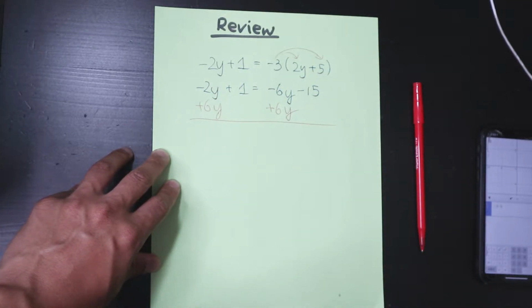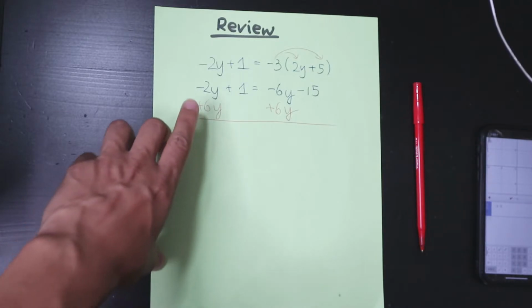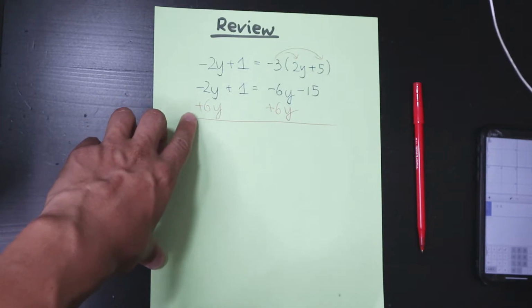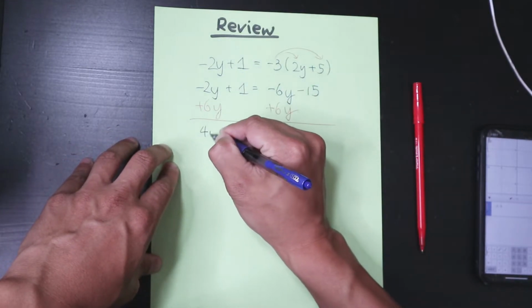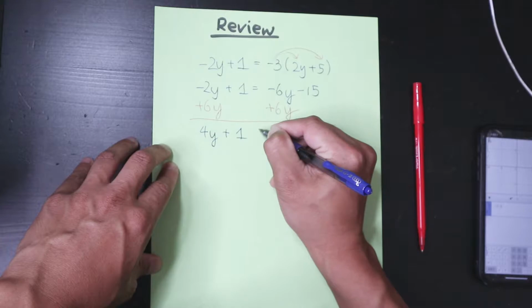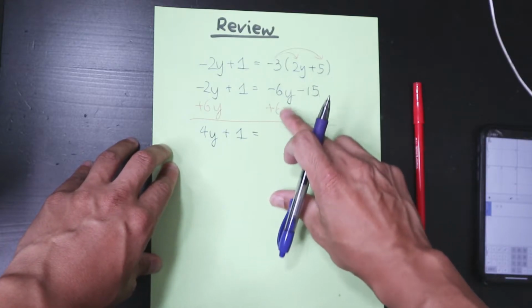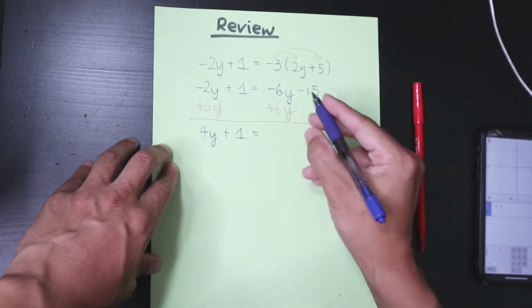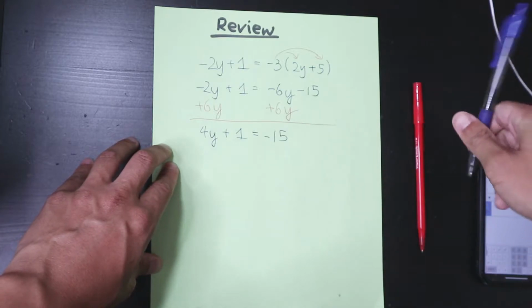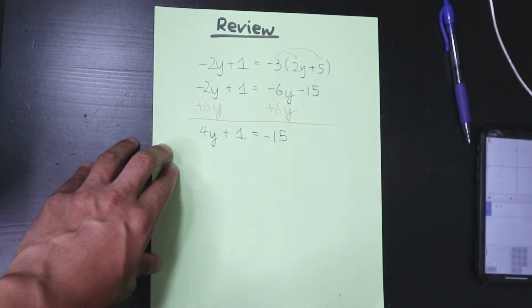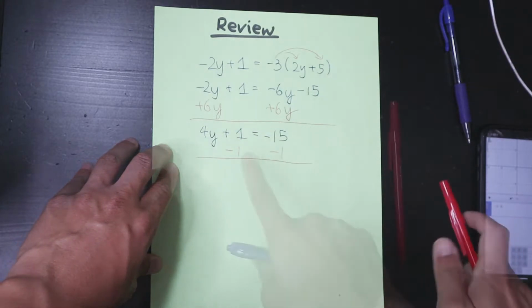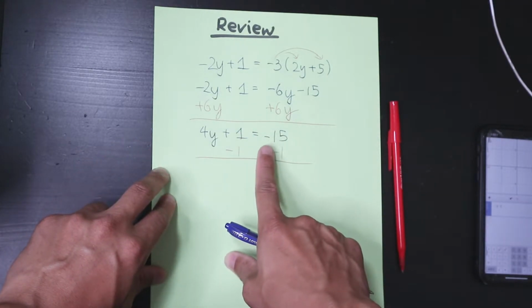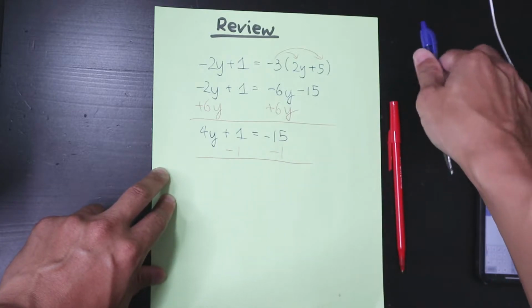So from there, you find what negative 2 and positive 6 equal. So negative 2 plus 6 is positive 4y, and then you bring down the plus 1, is equal to, these two cancel, negative 6 and positive 6 cancel, so you're left with negative 15. Then from here you're left with two-step equations, so you're going to subtract 1 on both sides.